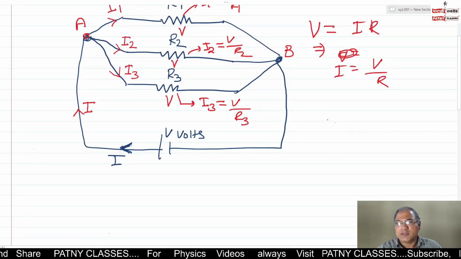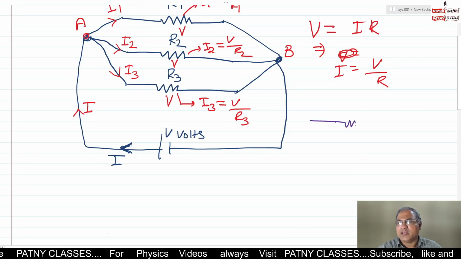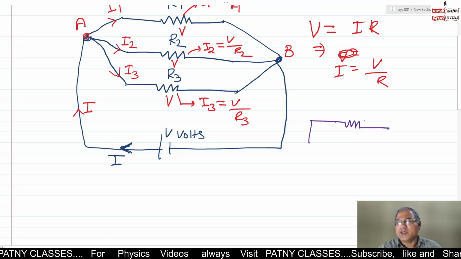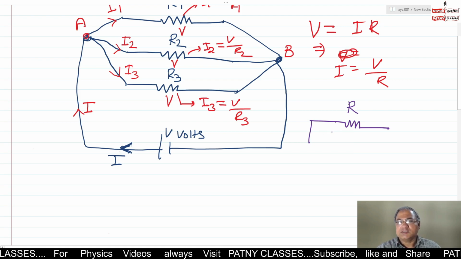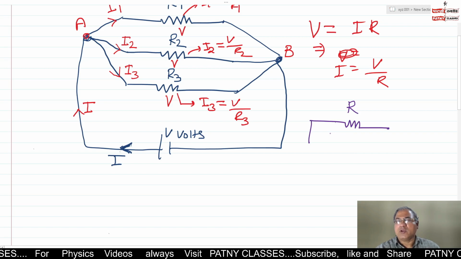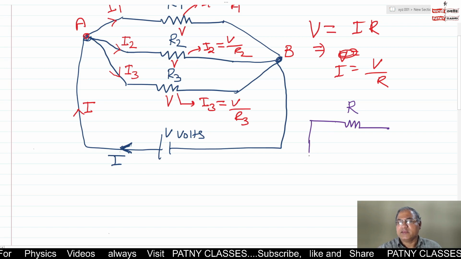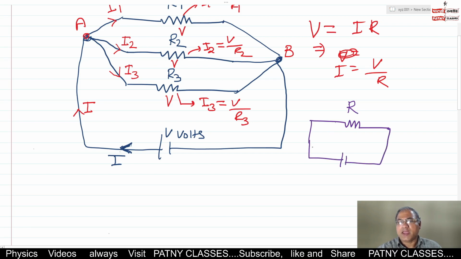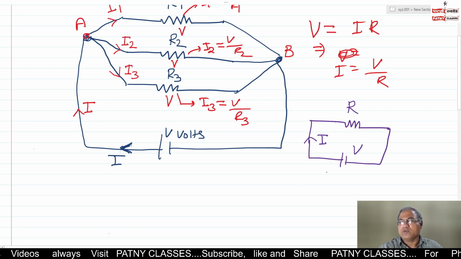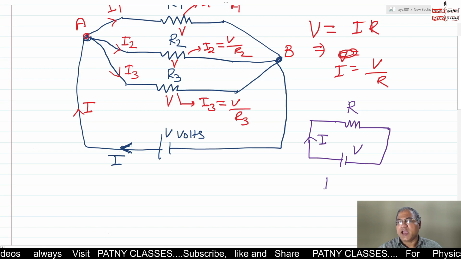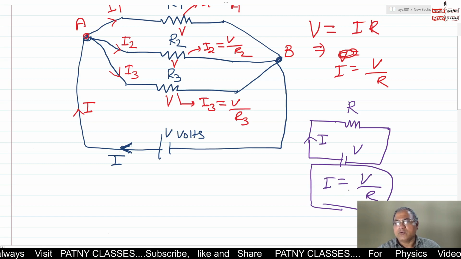Now let us imagine that R1, R2 and R3 are deleted, and in that place we replace them by a single resistor R. The single resistor R is replaced such that it is nothing but the equivalent resistance, connected to the same supply, and the amount of current flowing, I, is also the same. So how can we relate here? We can relate that I equals V upon R.